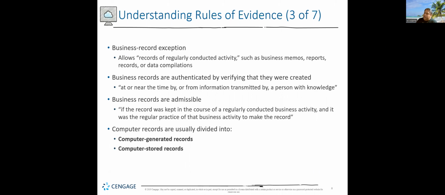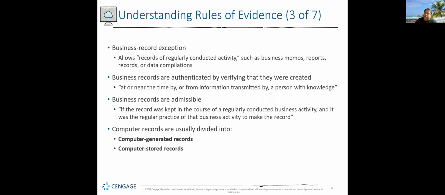If the record was kept in the course of a regularly conducted business activity and it was the regular practice of that business activity to make the record. What the hell does that mean? If it's an accounting item, I keep thinking about accounting because you're always writing things down in terms of money. So don't you have to jot things down? Yeah, it was created. It's admissible.